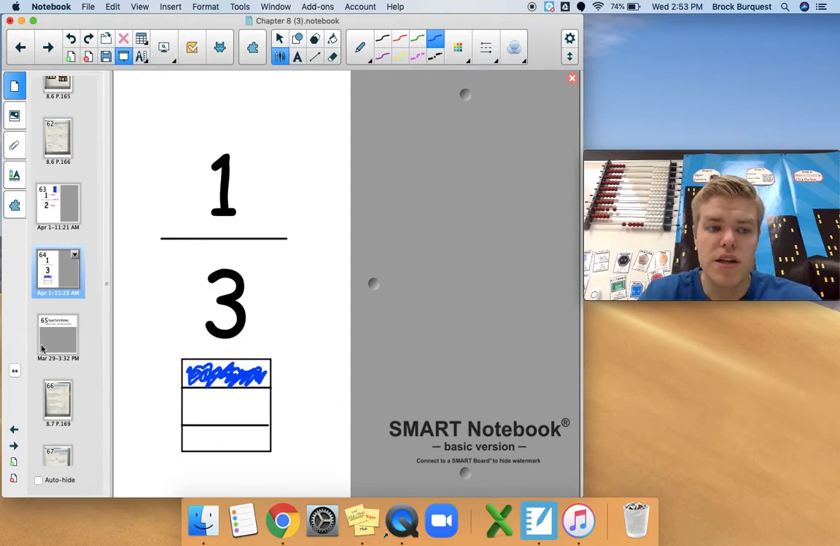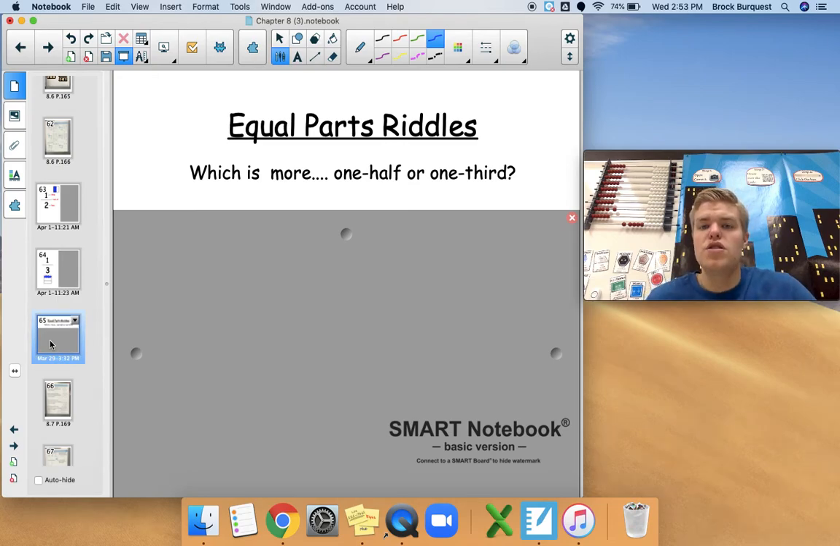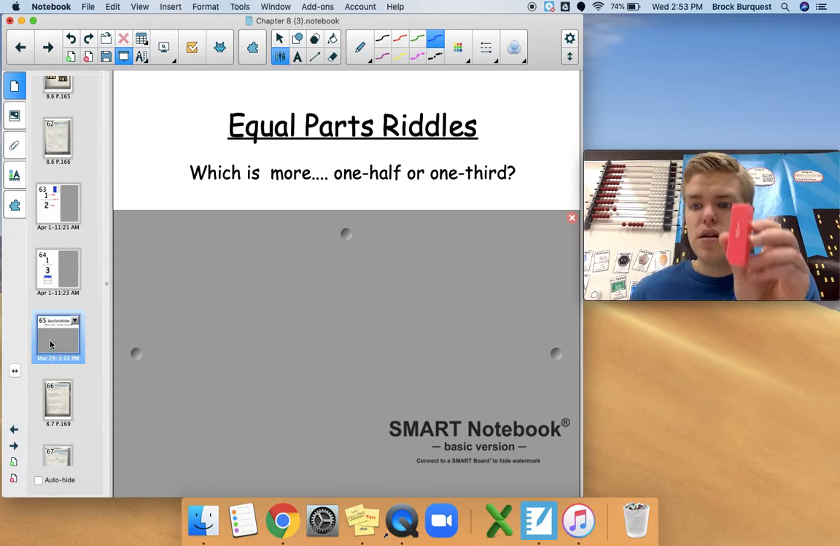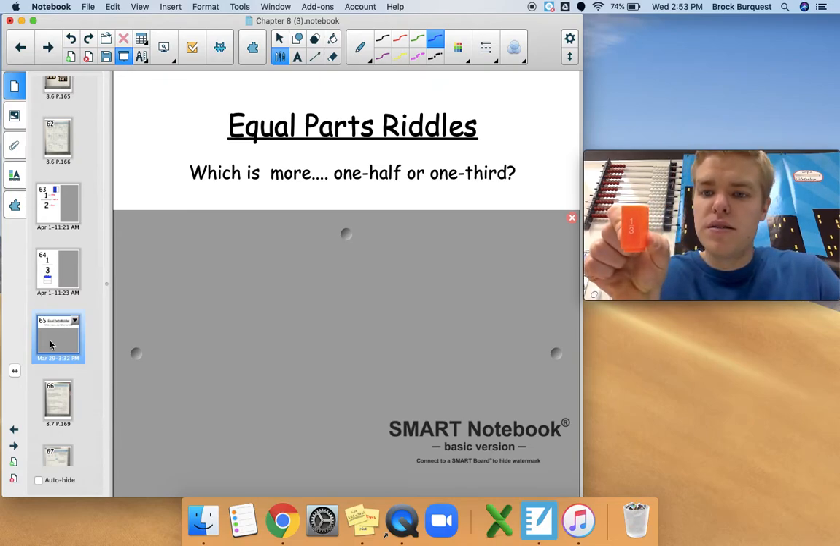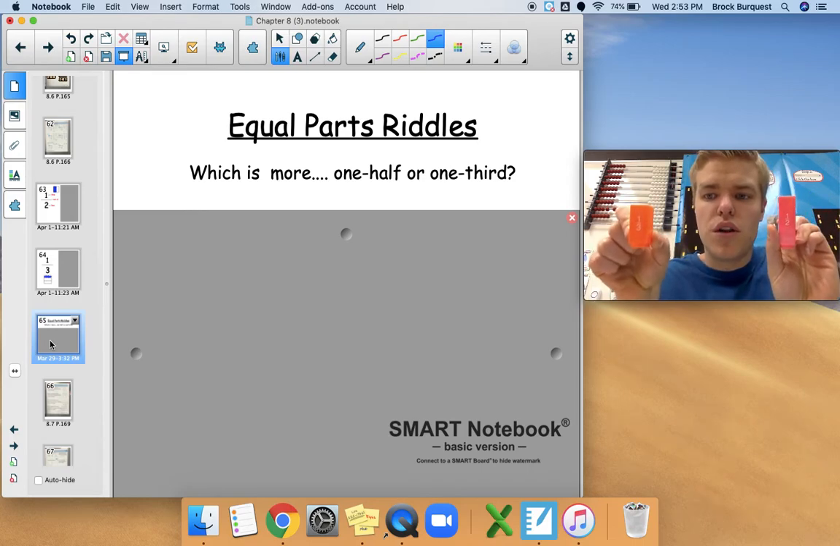Okay? Let's look at these riddles. So when I read the riddle, I want you to think in your head what the answer might be. And I have some cool blocks to show you that might help you out. So which is more, 1/2 or 1/3? So friends, here's a 1/2 block, and here is a 1/3 block. Which do you think would be more, 1/2 or 1/3?